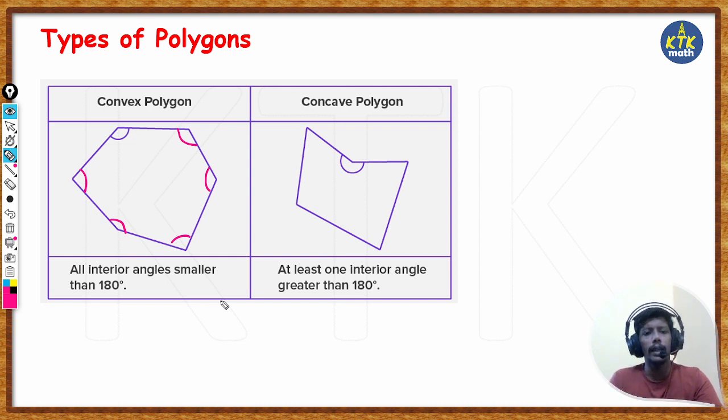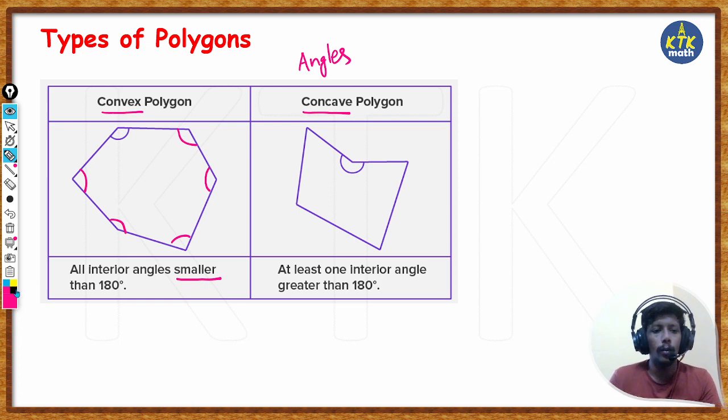By observing, you can easily identify that in the first diagram all the interior angles are smaller than 180 degrees, that is, a straight angle. Then that polygon is called a convex polygon. In case any one or two angles are more than 180 degrees, then it is called a concave polygon. So these two, convex and concave polygon, are classified based on interior angles in a polygon.